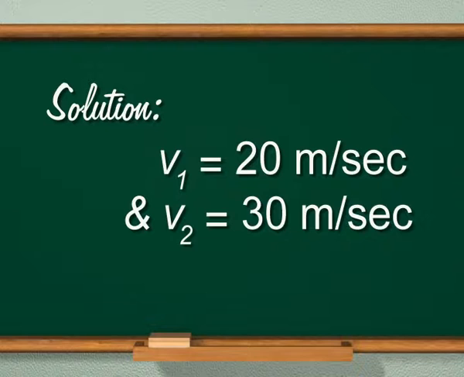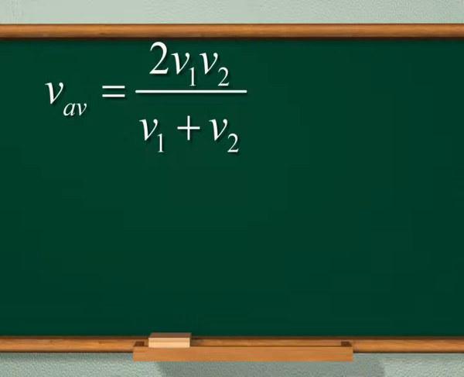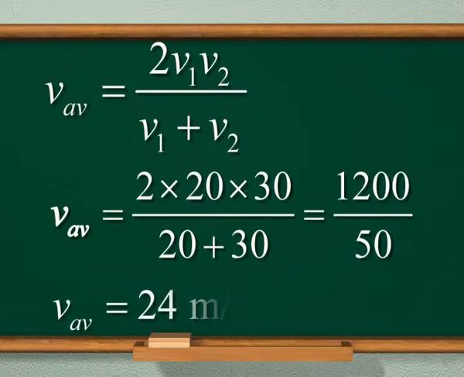V average is equal to 2 into V1 V2 divided by V1 plus V2. On substituting the values of V1 and V2 in the given formula, we get average speed V average is equal to 2 into 20 into 30 whole divided by 20 plus 30, which is equal to 1200 divided by 50. On simplification, we get the average speed of the body as V average equal to 24 meter per second.